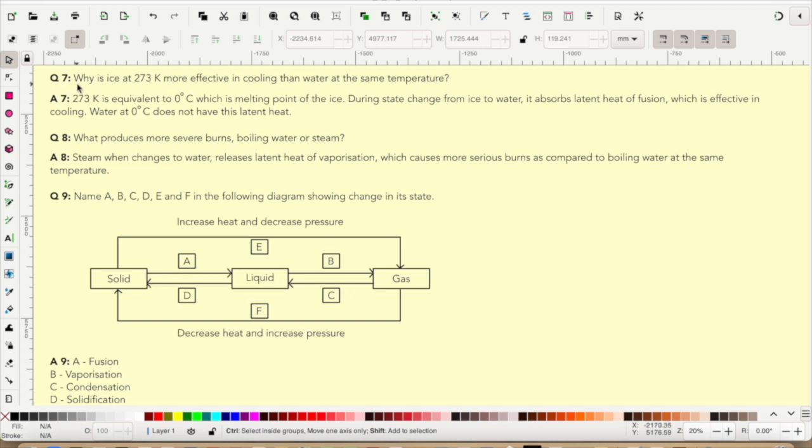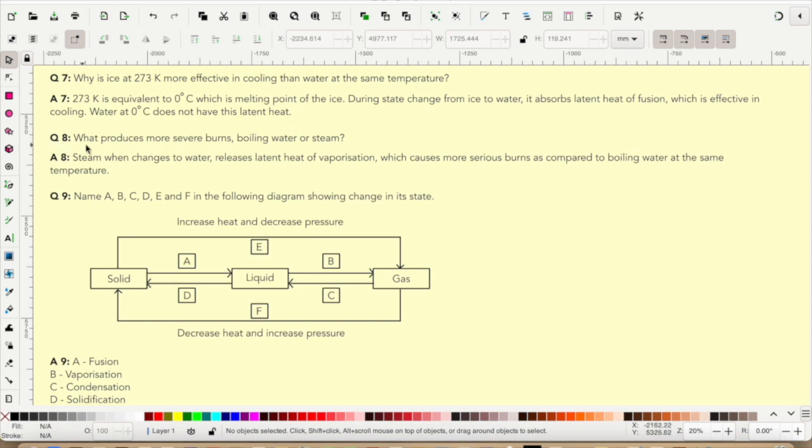Question 7. Why is ice at 273 Kelvin more effective in cooling than water at the same temperature? Answer is, 273 Kelvin is equivalent to 0 degrees centigrade, which is melting point of ice. During state change from ice to water, it absorbs latent heat of fusion, which is effective in cooling. Water at 0 degrees centigrade does not have this latent heat.